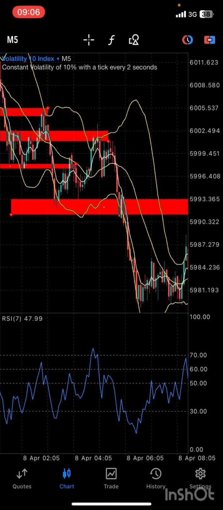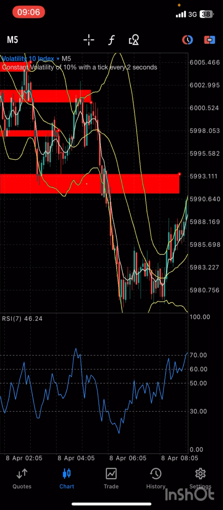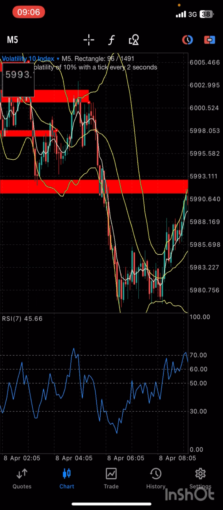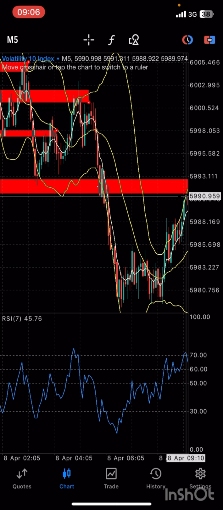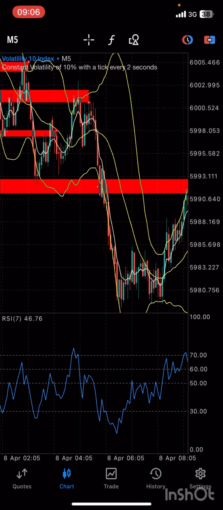So I'll keep scrolling. I'll keep moving. So let's see. You can see now the price has entered the zone area. So what is the next thing to do? The next thing to do is to wait for a sell pressure below this white line, which is the moving average line, a candle to close below, and then we will take a sell to the bottom of the Bollinger.